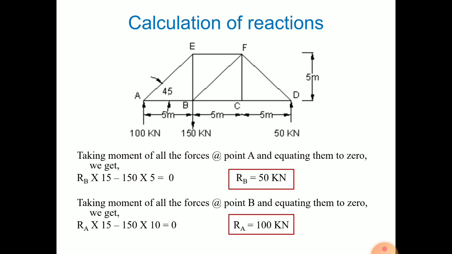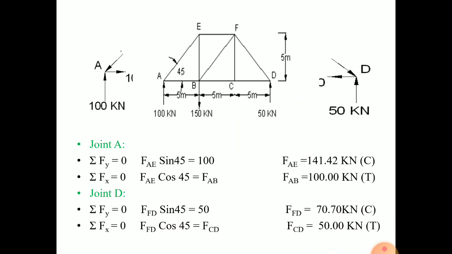So reactions are at A it is 100 kilonewton and at B it is 50 kilonewton. These are found by taking the moments at A and B respectively. The included angle is 45 degrees for all the inclined members. Now let us find the forces in the members by method of joints.